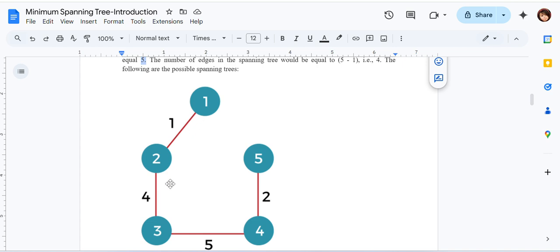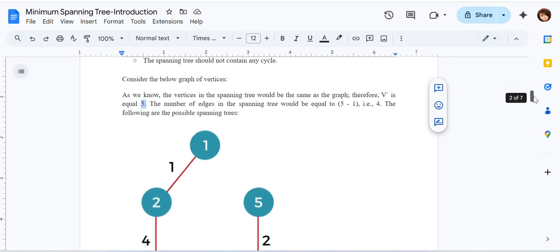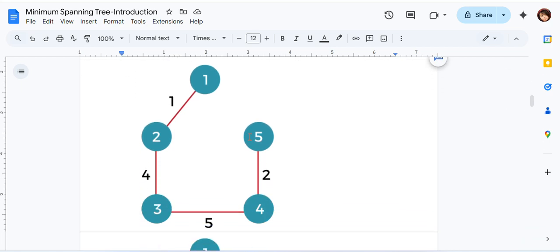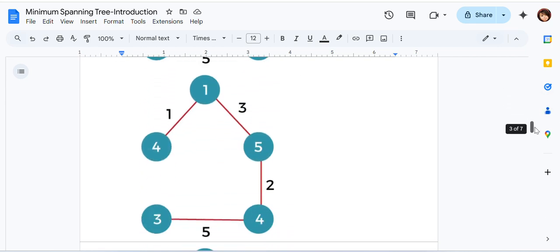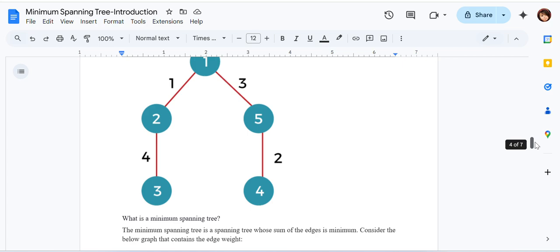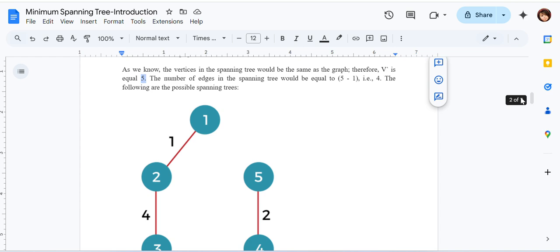You can see here I do not form a cycle, so this is also a spanning tree. We can have any number of possible spanning trees. This is one possible spanning tree. For this graph, we can have another possible one, like this, and we have other possible combinations of spanning trees. When you form a graph without forming a cycle, it is a spanning tree.